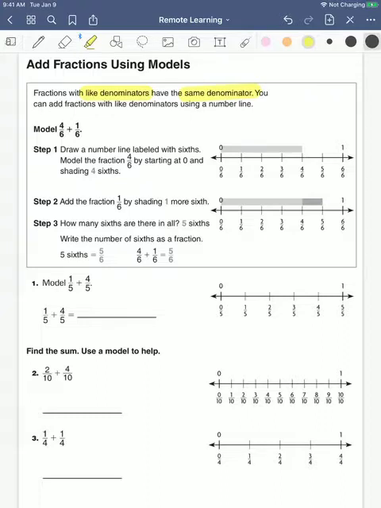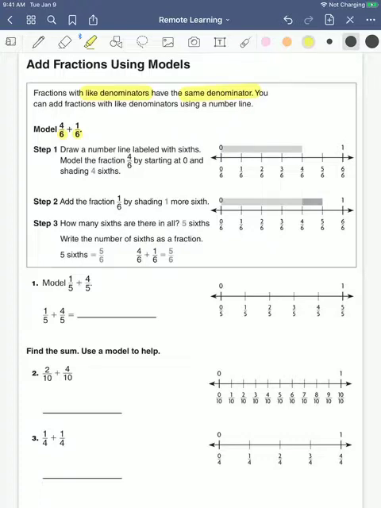So looking here, they're going to do 4/6 plus 1/6. And the reason that we can add these is because they have a like denominator. And in this case, the like denominator is 6. So it says, draw a number line labeled with the 6th. Model the fraction 4/6 by starting at 0 and shading up to 4.